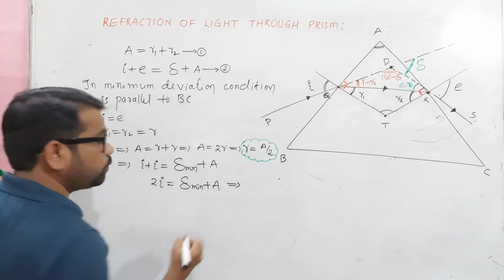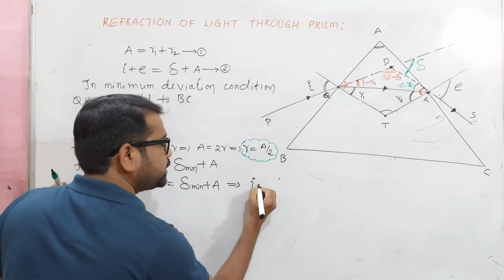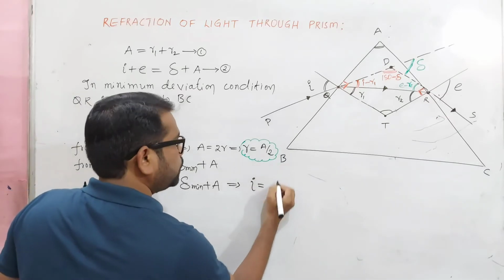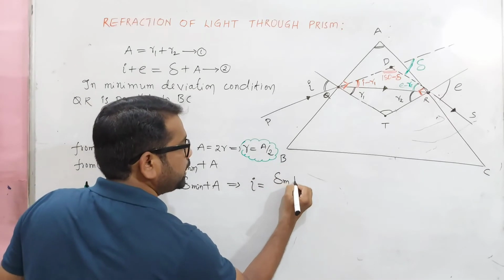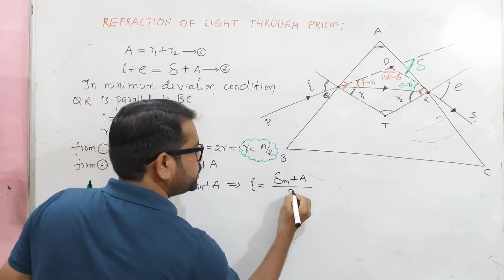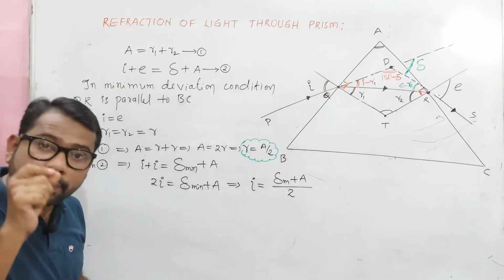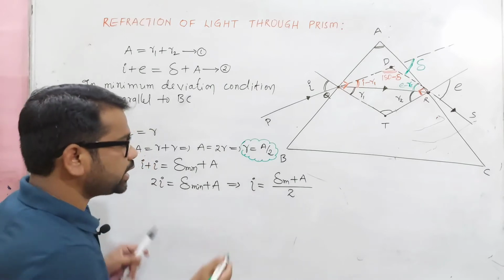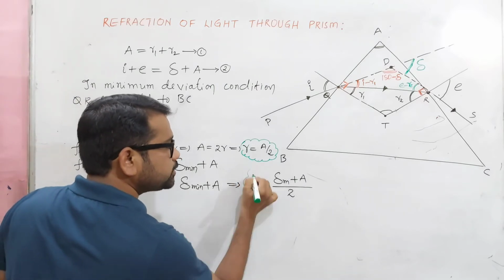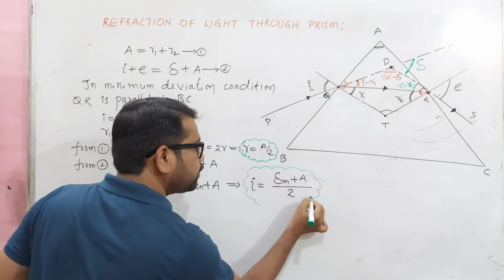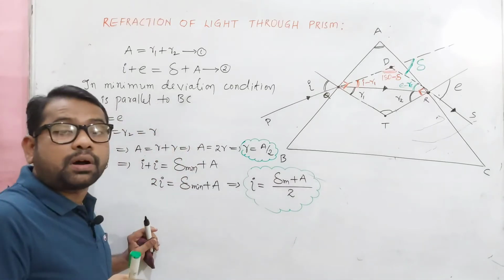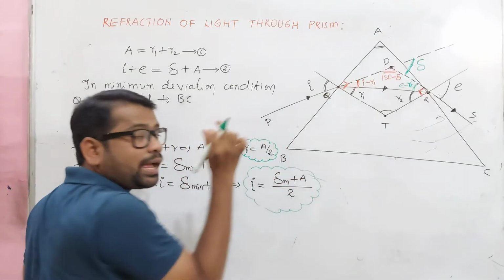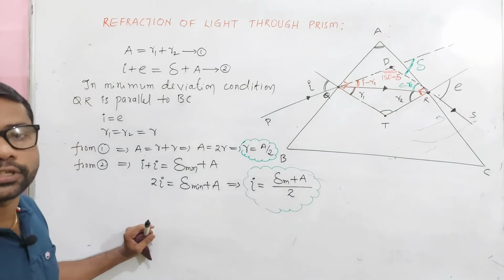From this, dear children, what can we write here? I is equal to (delta minimum plus A) by 2. That is, in the minimum deviation condition, the angle of incidence or angle of emergence is always equal to half of the sum of the angle of deviation and angle of the prism. It's a very important conclusion.